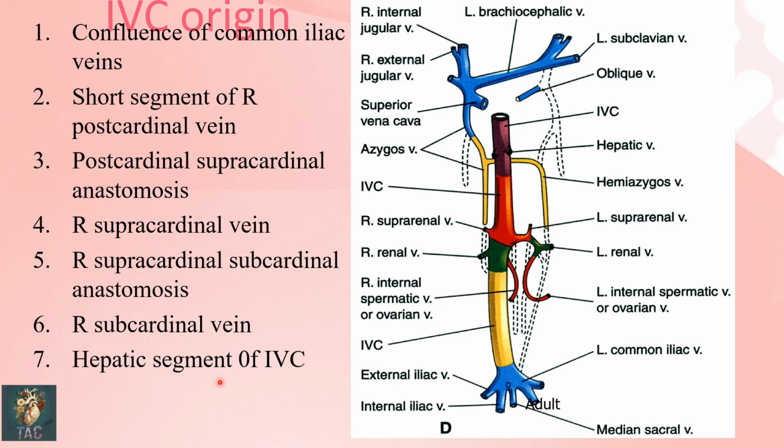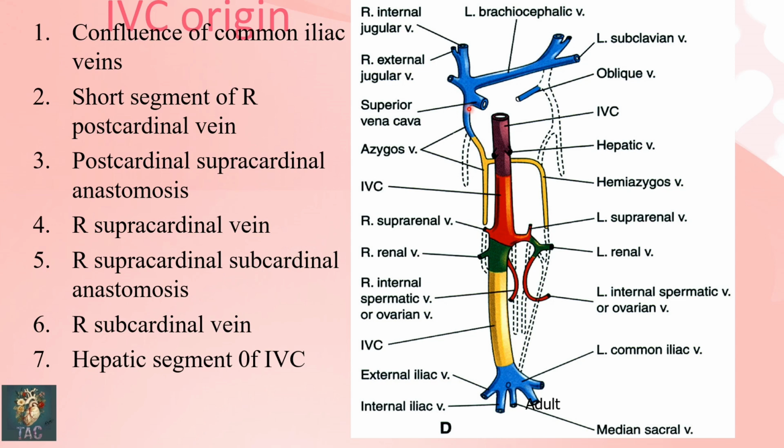So first is the confluence of the common iliac, then the anastomotic point of the short segment of the right supracardinal, then the anastomotic point of the right supracardinal and the posterior cardinal vein, then the supracardinal vein itself, then the junction of the supracardinal and subcardinal, then the subcardinal, and then the hepatic segment.